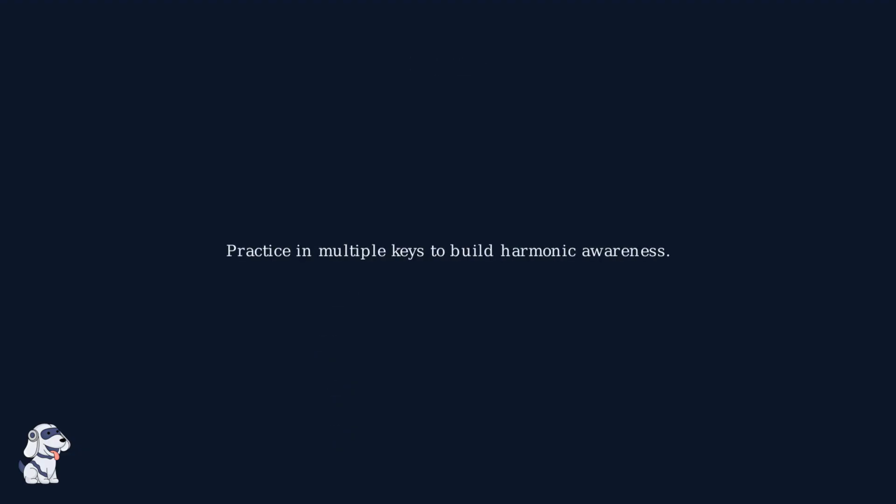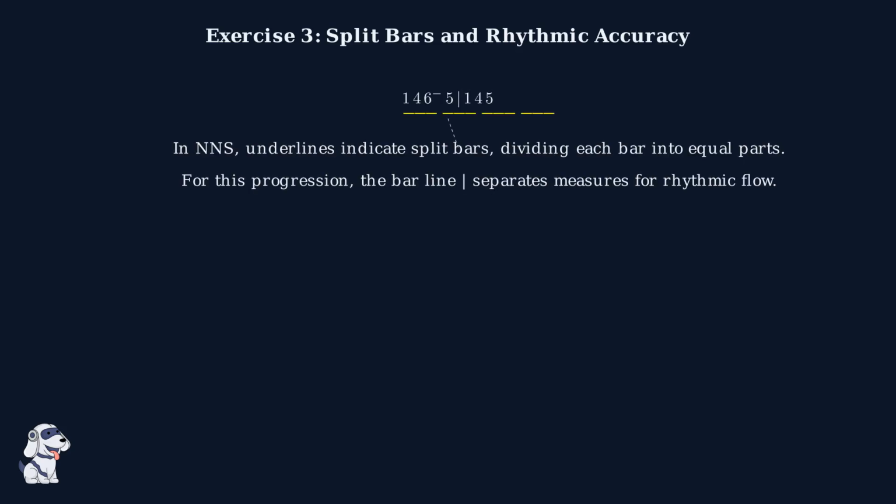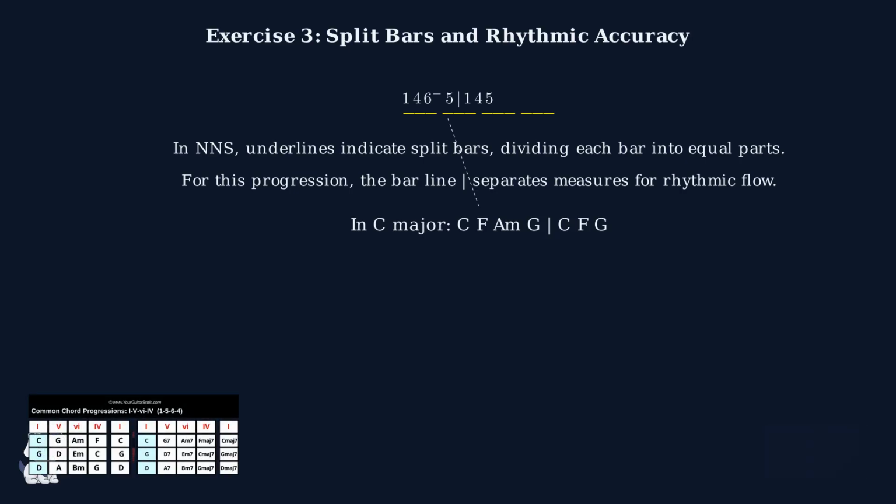Regular practice of this exercise in various keys will strengthen your understanding of slash chords and their role in harmonic progressions. Exercise 3 focuses on split bars and rhythmic accuracy in the Nashville Number System. Practice the progression 1-4-6-5-1-4-5 with underlines dictating timing.